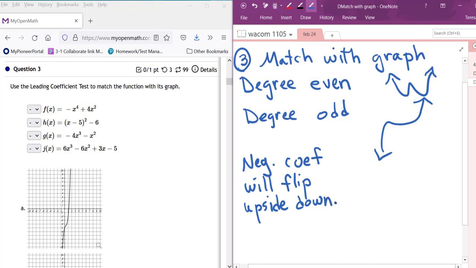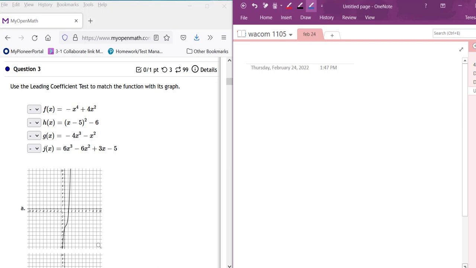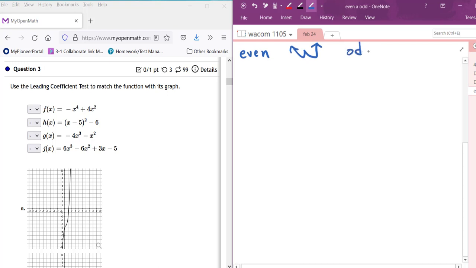So my first one, and I'm just going to put these up at the very top. So if it's even, it looks like a W. If it's odd, it looks like a cube. A negative leading coefficient will flip it upside down. So first one, and I'll write these.